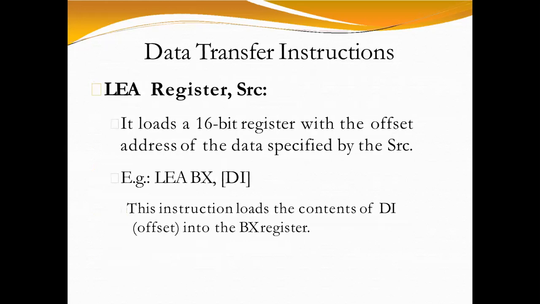Next, LEA, an instruction to transfer the address. LEA register, source loads a 16-bit register with the offset address of the data specified by the source. For example, LEA BX, [DI]. This instruction loads the address held by DI into the BX register. LEA is used to load the address of the operand into the provided register. DI is the destination index.